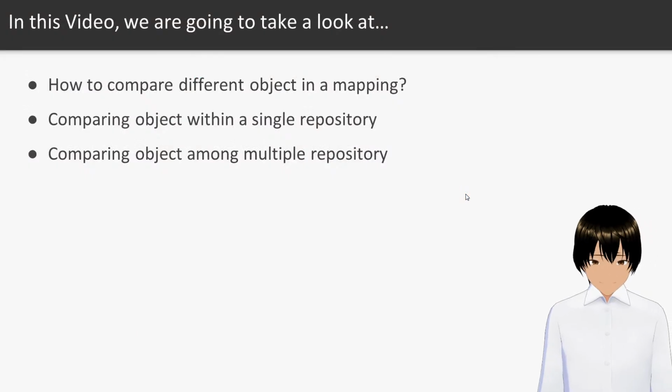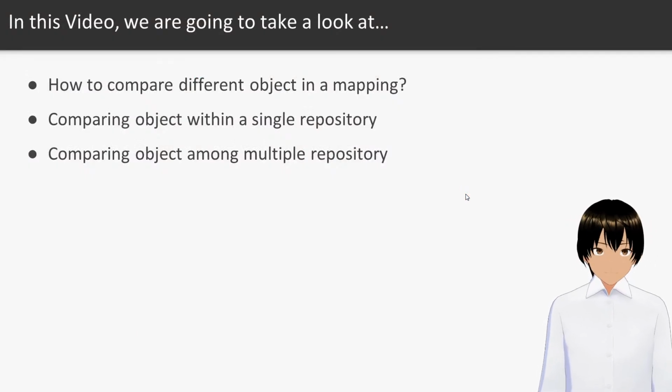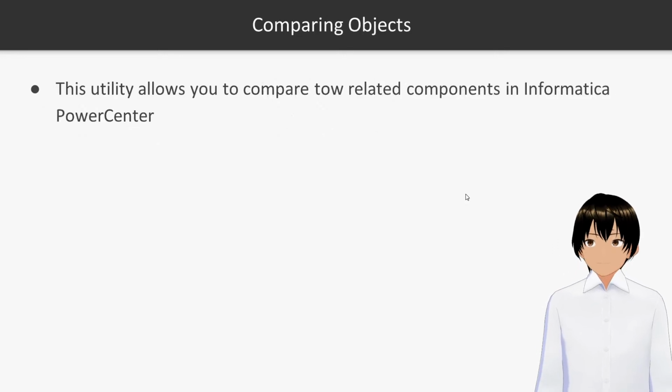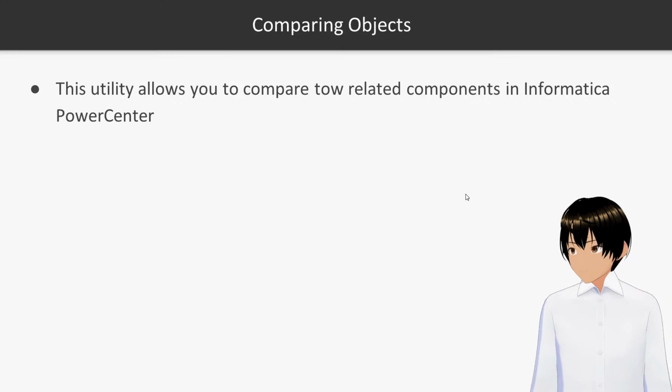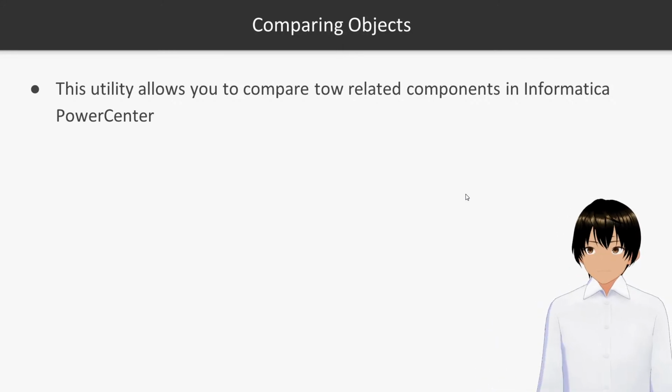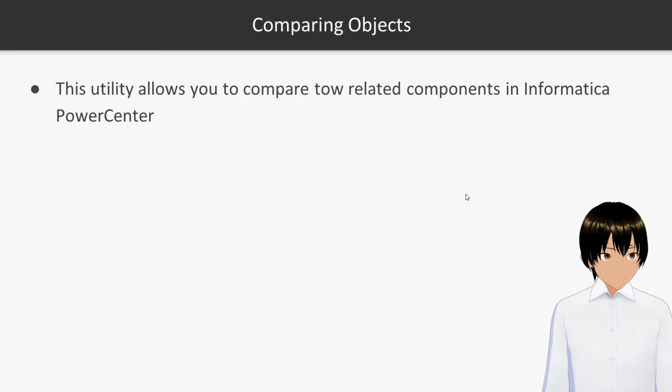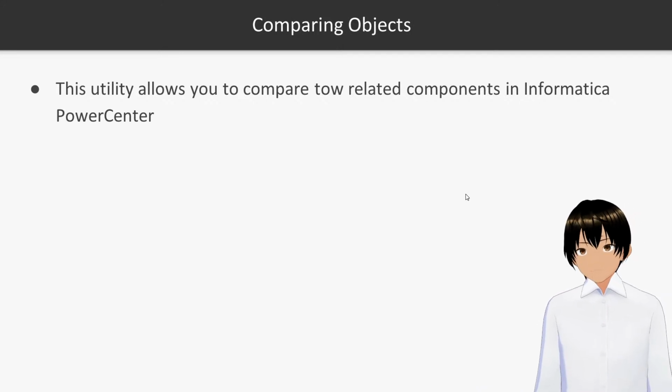Hey guys. In this video, we'll learn how to compare different objects in a mapping, compare objects within a single repository, and compare objects among multiple repositories. This utility allows you to compare two related components in Informatica Power Center. Informatica Power Center allows you to compare objects that are present within the same repository and across repositories. You can compare sources, targets, transformations, mapplets, and mappings in Power Center Designer under Source Analyzer, Target Designer, Transformation Developer, Mapplet Designer, and Mapping Designer respectively.